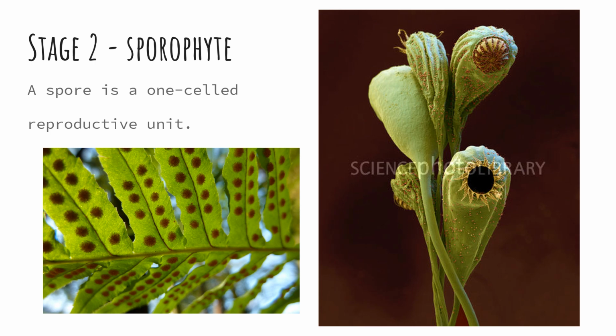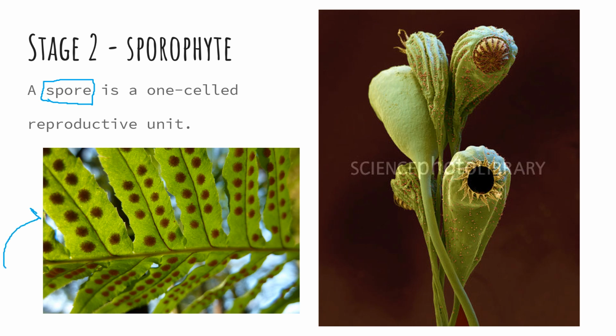Here's another picture of it. And I put this in the handwritten notes you'll see in a minute, but this is actually one of our vocab words, I believe. A spore is a one-celled reproductive unit. There are lots of plants that reproduce by spores.